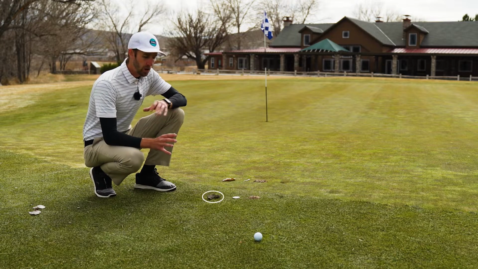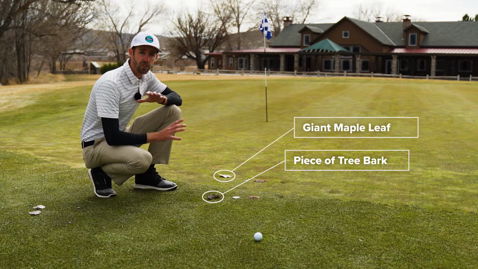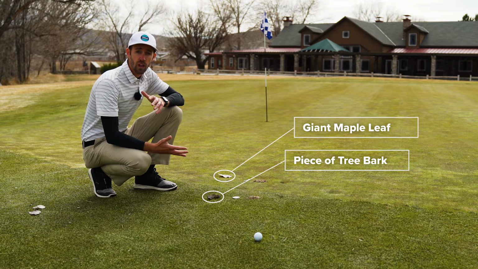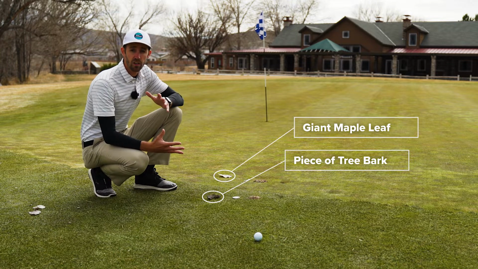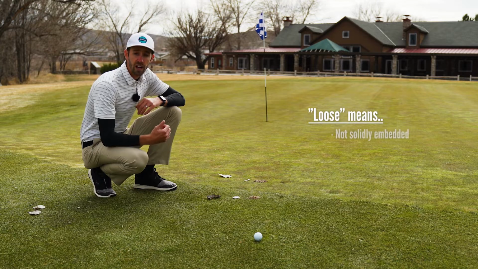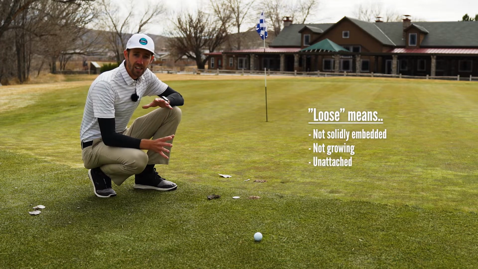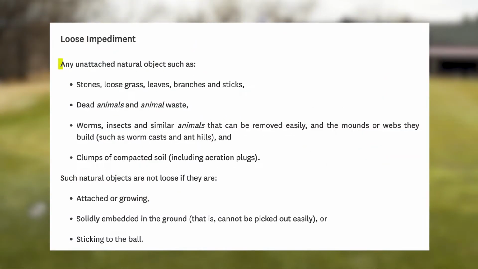All right, so first up here, we have a piece of bark that's off the green and this giant leaf that's on the green. Now, these are natural objects, meaning that they just occur naturally in nature, and they're also loose, which means that they're not solidly embedded in the ground, they're not growing, and they're not attached to anything. And any unattached natural object is by definition a loose impediment.